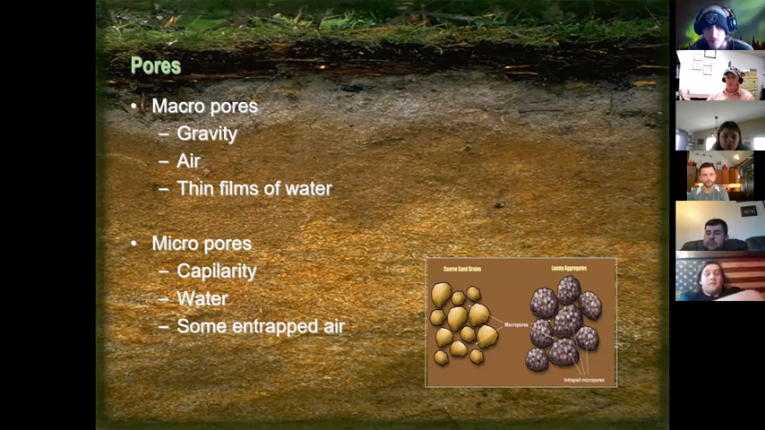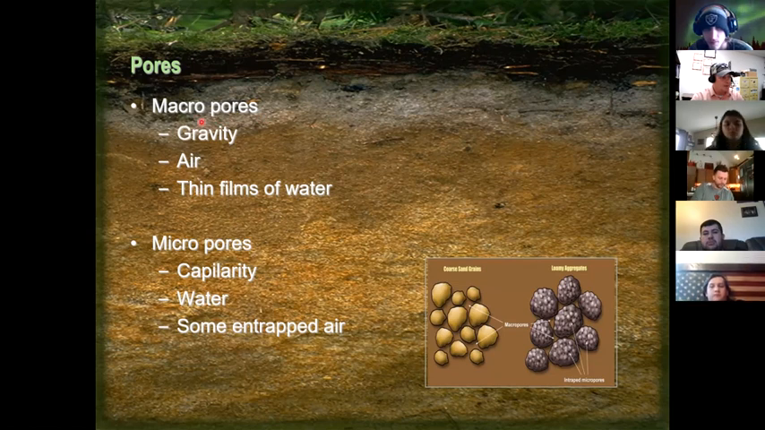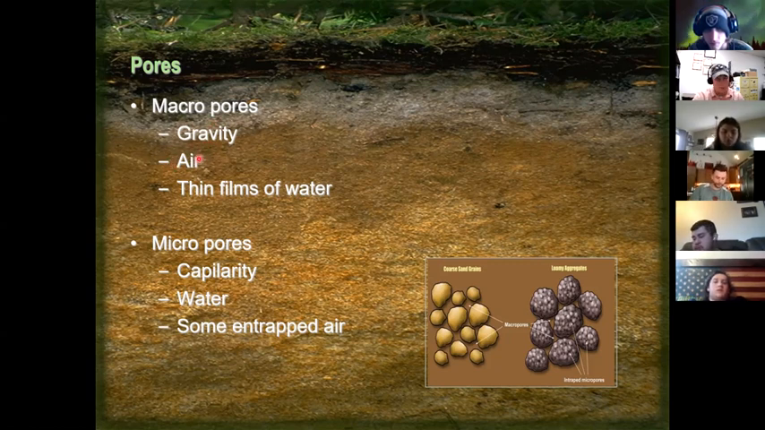So there are some forces that are going to affect how water moves based on whether we have micropores or macropores. In macropores, remember these are the big ones, these are affected by gravity. So gravity is moving water through the soil. We have the air that lives in there as well, so we're swapping air for water or water for air, depending on how much water we put in there. We can also get some really thin films.